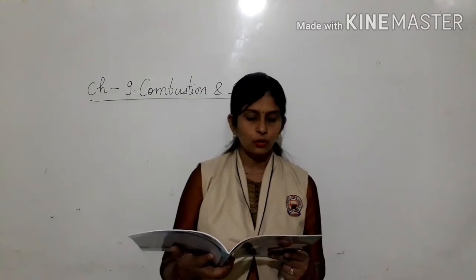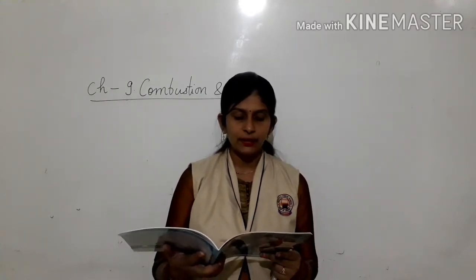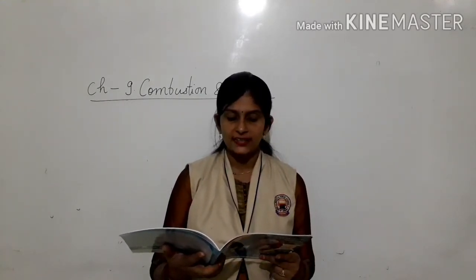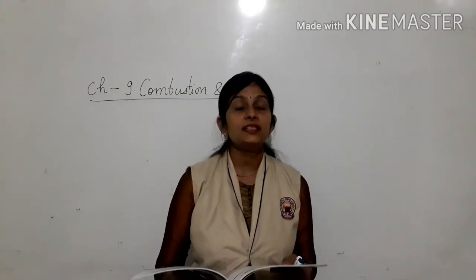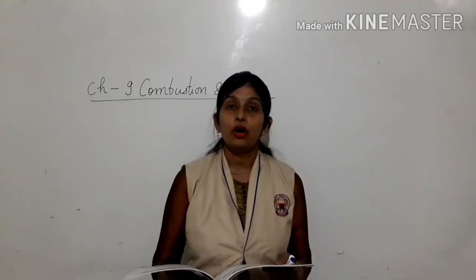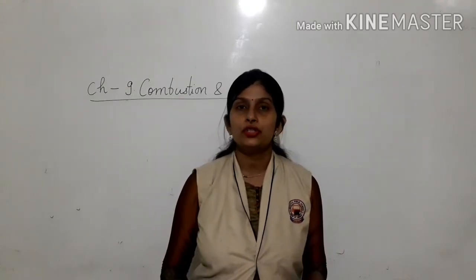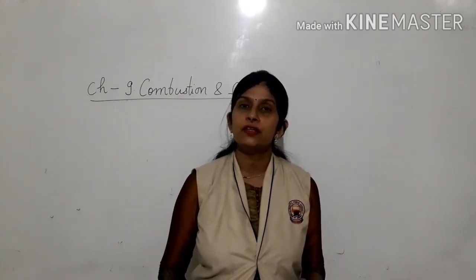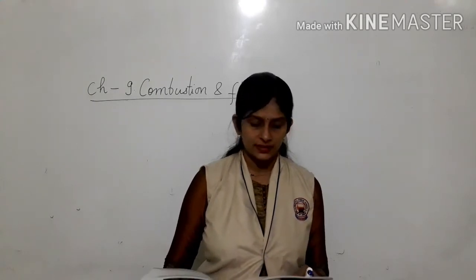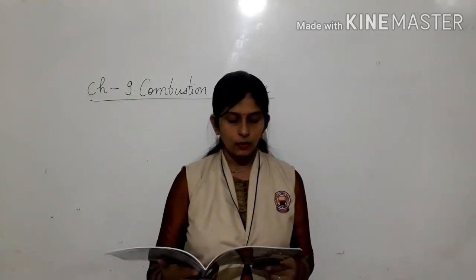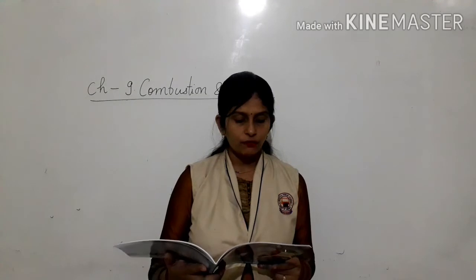Now question number 2. Draw a neat labeled diagram of a soda acid fire extinguisher. This diagram you can copy from your book, you can take help of your book. In this question you have to draw figure 9.10 of page number 147. Now B part of question number 2.